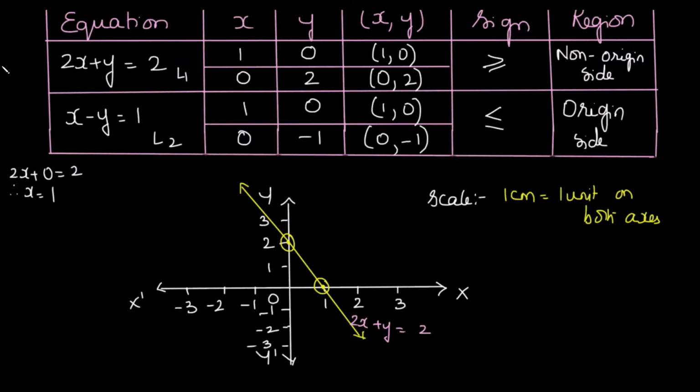Now to draw the other line, we require the other points which are given. One is already plotted, 1, 0, already there. The other one is 0, -1. That means on the negative y-axis at -1, this is the other point which is coming. And the line is drawn as usual by joining both the points together in a proper manner.